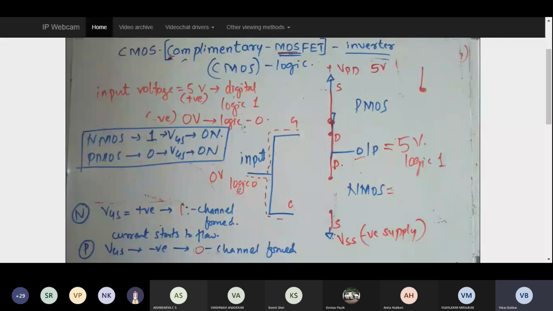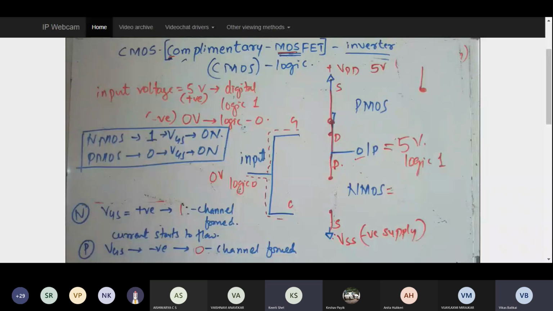Logic 0 and logic 1 does not mean I give 0 or 1. I'll be giving the voltage only. But how do I represent that voltage in digital terms? Any positive voltage I say as a logic 1, any negative or 0 voltage I term as a logic 0. That is the only convention that I follow. It is not that way beyond that. Right? So this is basically how my inverter circuit works. Is that clear?